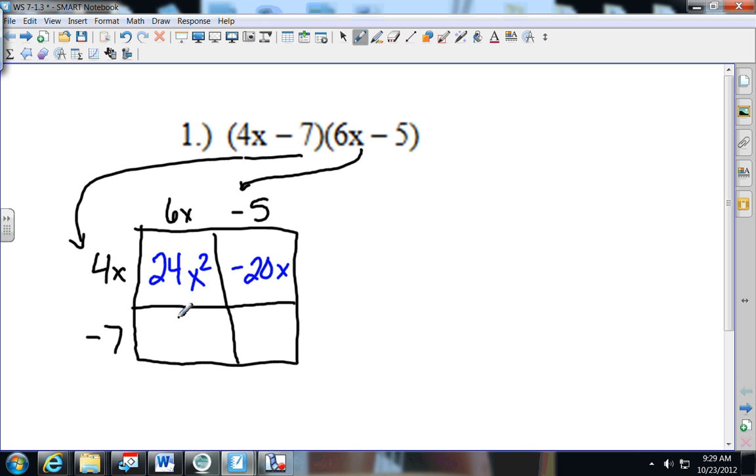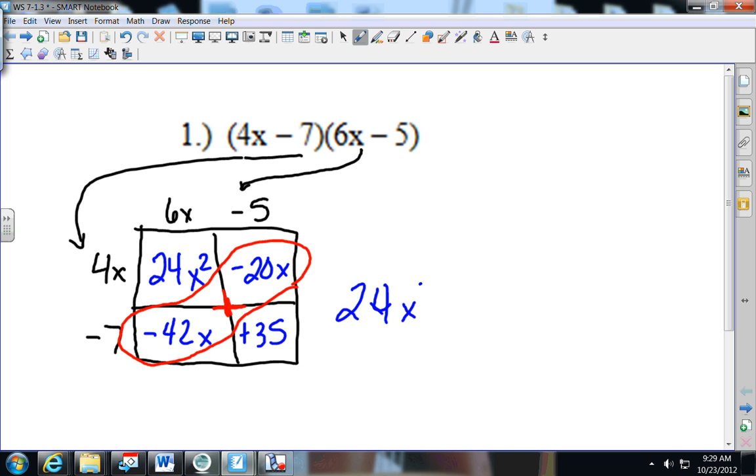Look to the left and look above. Negative 7 times 6, negative 42x. This last box here, look to the left and look above. Negative 7 times negative 5 is positive 35. Now you're going to put together the like terms. This right here in the box looks like a plus sign, so I'm going to put these two things together and add them. My answer is 24x squared. Put these two together and you get negative 62x plus 35.